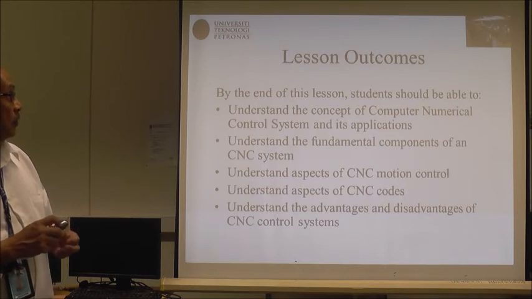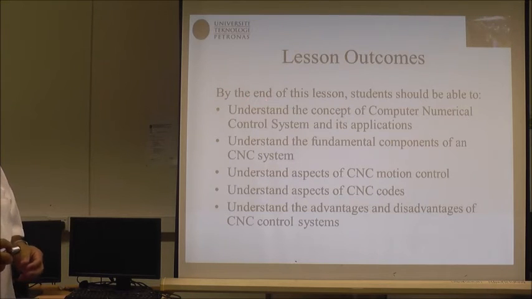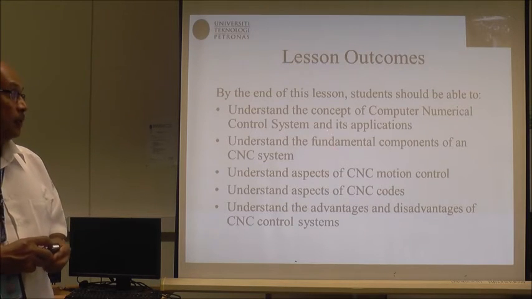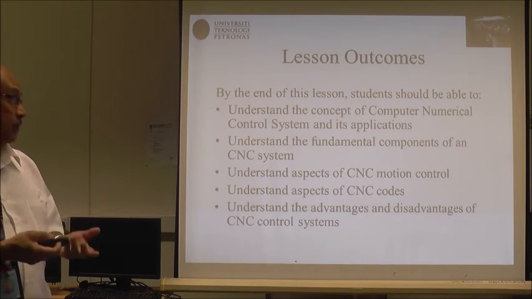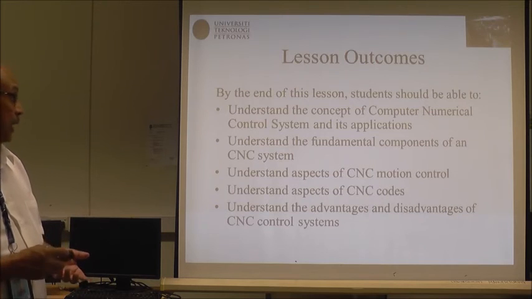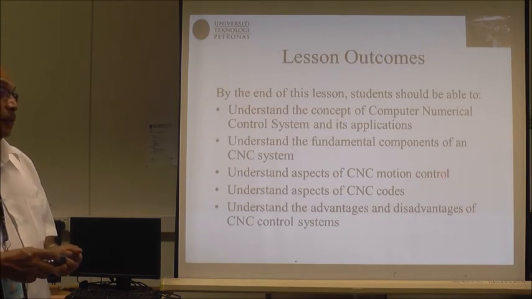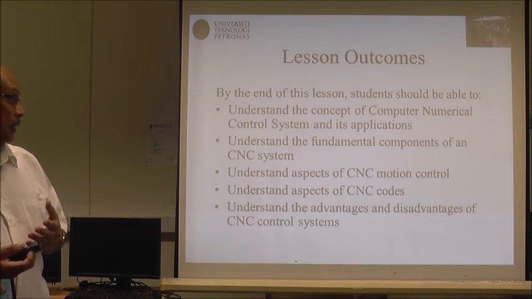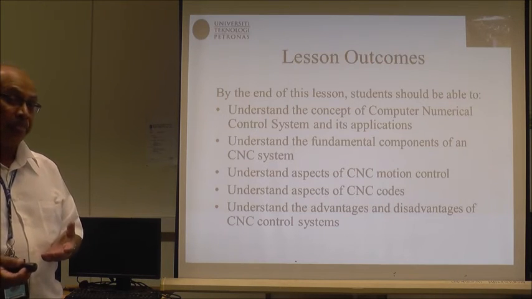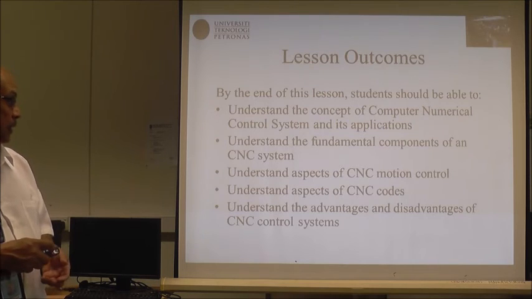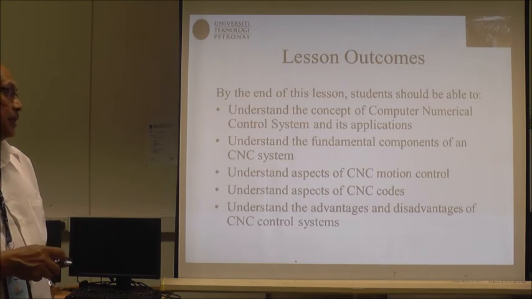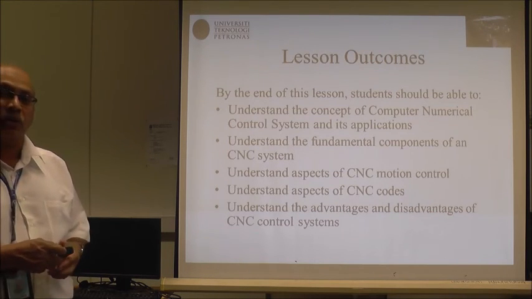Okay, next. So the lesson outcome. By the end of this lesson, we want you to be able to understand the concept of computer numerical control systems and their application, which we have done in the first lecture. Understand the fundamental components of a CNC system, which we have also done in the first lecture. Understand the aspects of CNC motion control using the G code that we showed you, and understand the various aspects of CNC code, for example the M code, the feed rate F, and the S for spindle speed. And from the previous lecture you are able to understand the various advantages and disadvantages of CNC control systems.